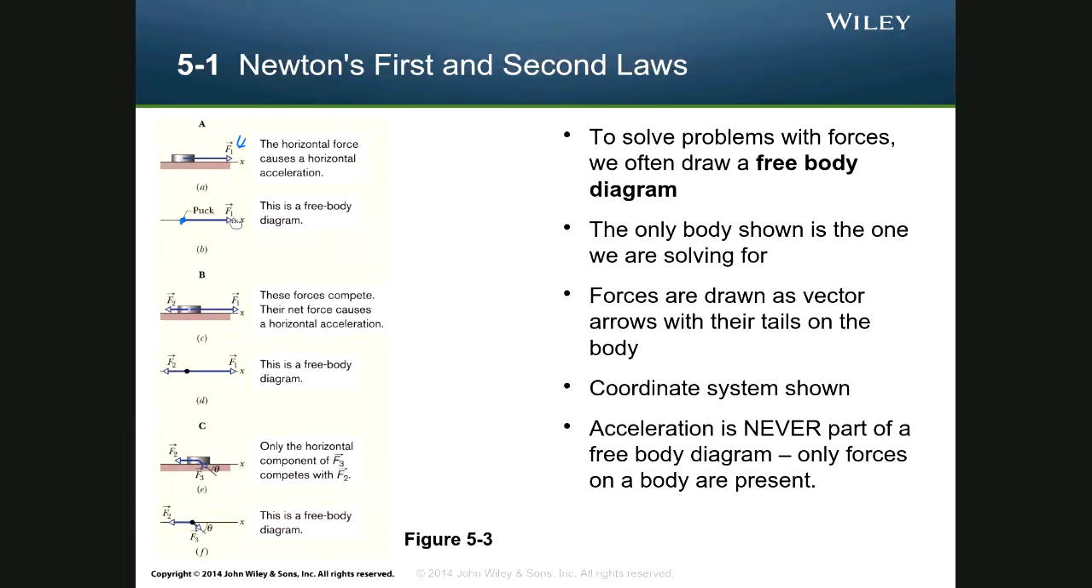Now, when you look at part B, we still have F1, but now we have another force, F2. What this allows us to do very simply is look at the x direction. The sum of the forces in the x direction will equal F1 minus F2, and Newton's second law lets us set that equal to ma. Okay?